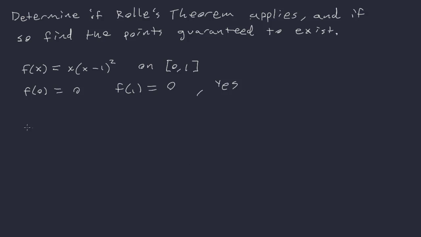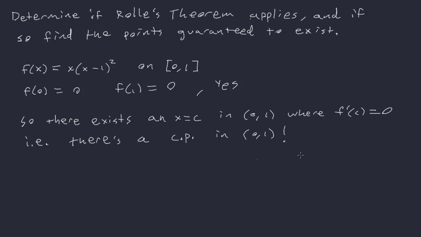So what Rolle's theorem says is there must exist a c, or an x equals c, in 0 to 1, where f prime of c is equal to 0. In other words, there's a critical point in this interval. And that is the important part: since it's satisfying Rolle's theorem, what Rolle's theorem gives us is that there's a critical point.